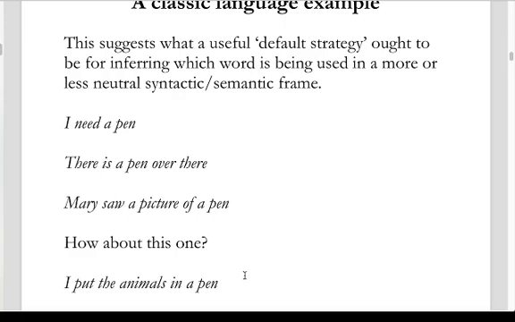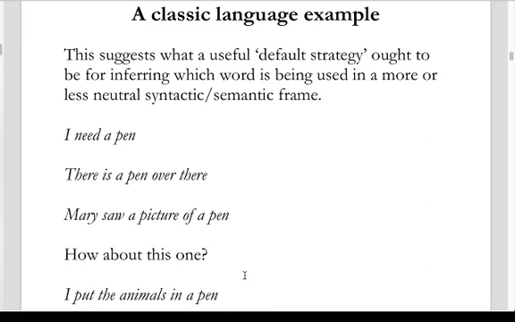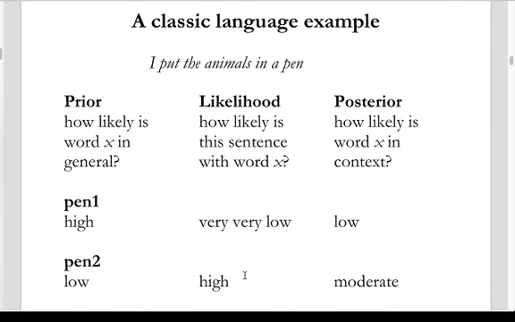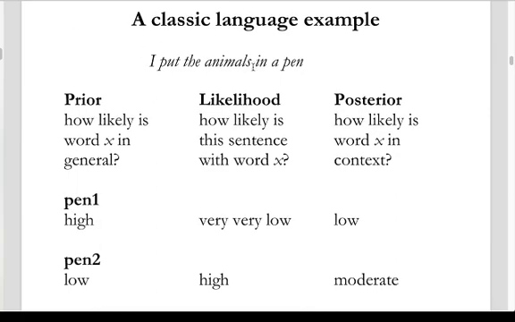So in broad terms, we can say, why does our preference switch here? Why does our inference change here? Well, because of the meaning of the sentence. Bayesian frameworks allow us a way to incorporate or to describe this process, incorporating a more general form of logical inference. So how is this going to work here? "I put the animals in a pen."